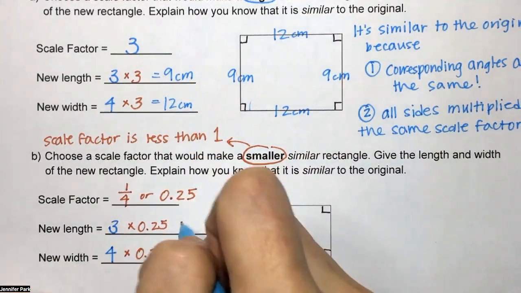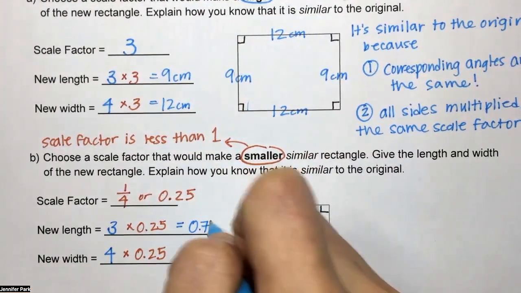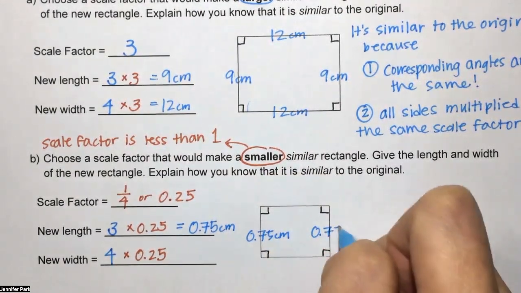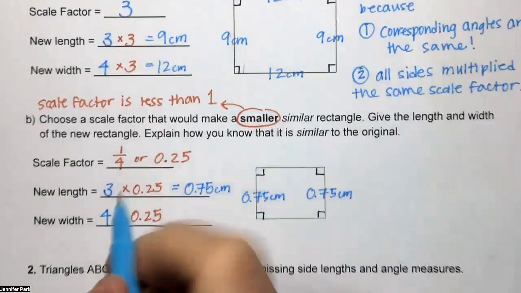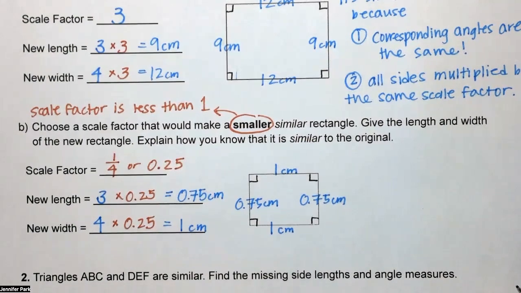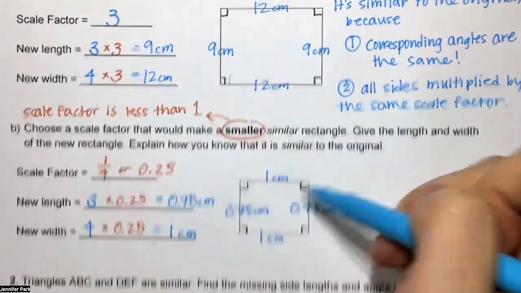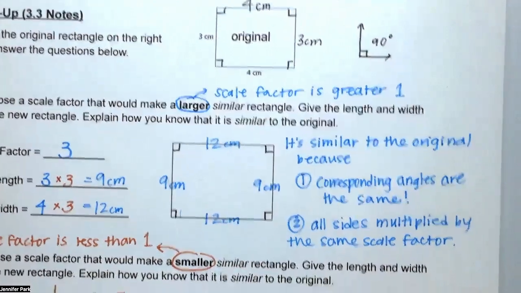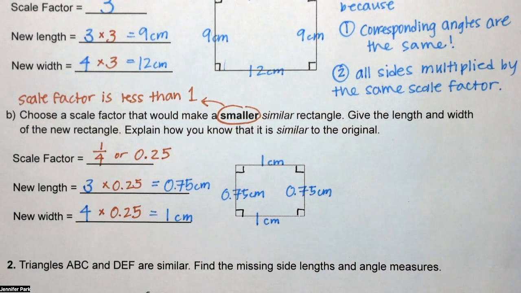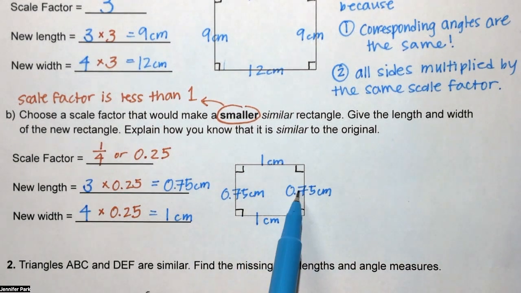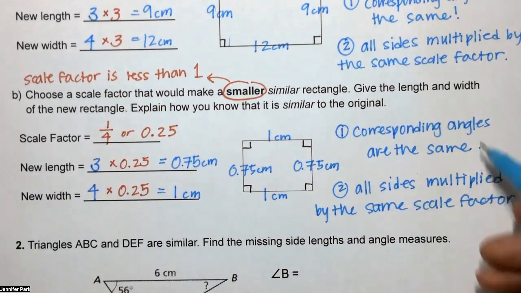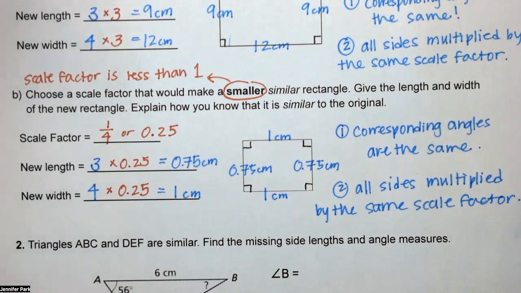Multiply by the same scale factor. So I'm going to get 0.75 for both lengths, and then same thing, 4 times 0.25 on my calculator, 1 centimeter. And then make sure you explain why it's similar to the original. It's smaller, but still has the same corresponding angles, and all sides are multiplied by the same scale factor, 0.25. Okay, so you should have 2 reasonings in your explanation.